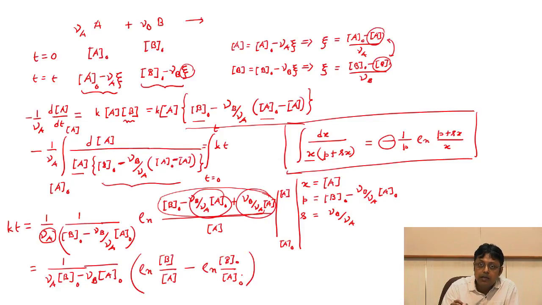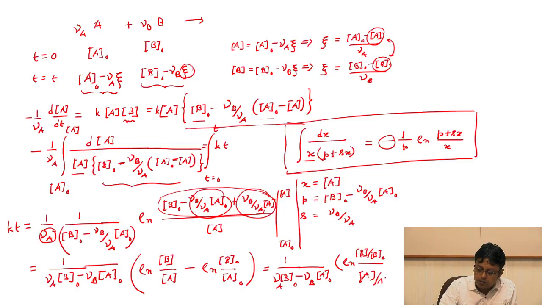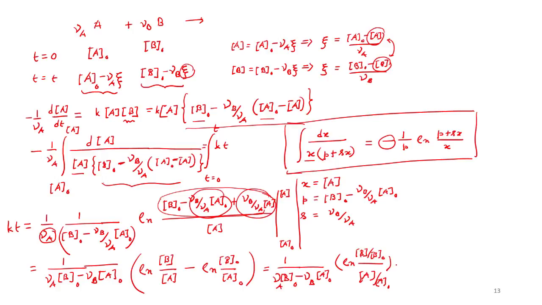So we can again rearrange it a little bit, which will be nothing but 1 over nu a b0 minus nu b a0, and then we'll have ln of b by b0 divided by a by a0. That is equal to kt. So that will be the integrated form for a second order reaction, where it is first order with respect to each of the reactants.